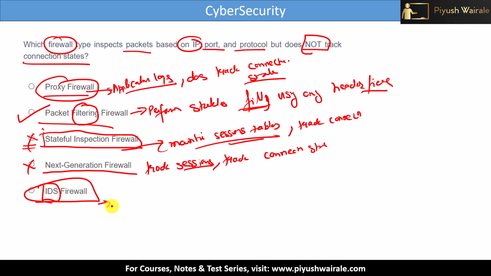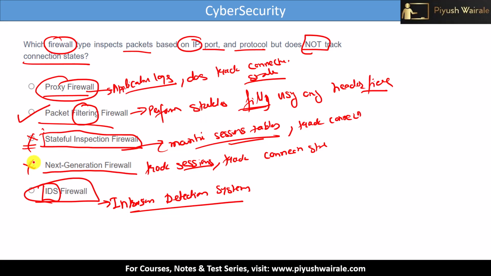IDS stands for what? Intrusion detection system. Okay. Now what does this intrusion detection system do? It's basically a security tool that monitors the network traffic for malicious activity. Right? It also tracks the connection state, right? So it does not perform the stable filtering here.